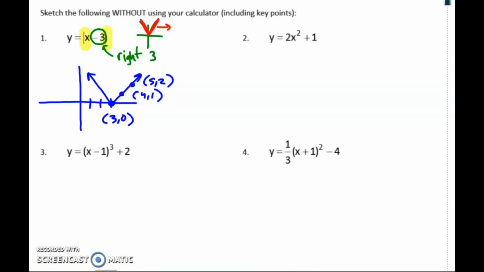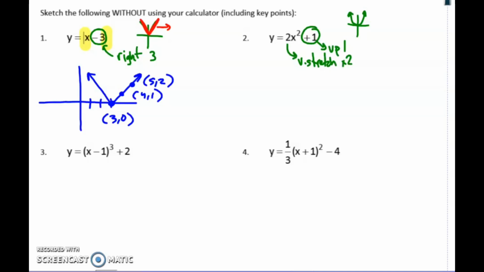X squared. So again, it's a quadratic. I'm thinking, oh, quadratic's going to look like this. I've got 2 things going on here. Number 1, this is outside the function, so this is going to be a vertical shift. It's going to go up 1.